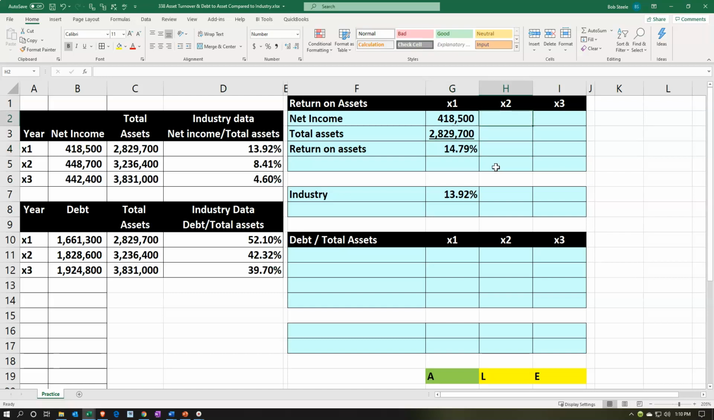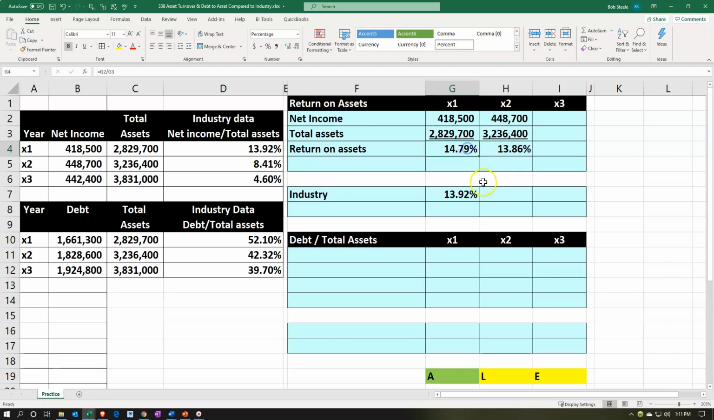Let's go then to year 2. Year 2, we've got the net income of the 4,487. We've got the total assets of the 3,236,400. Comparing those two, this equals the 4,487 divided by 3,286,400. Let's use the format painter now, selecting the 2 cells before. Home tab, clipboard, format painter. Then select these cells to put the underline and percent in place.